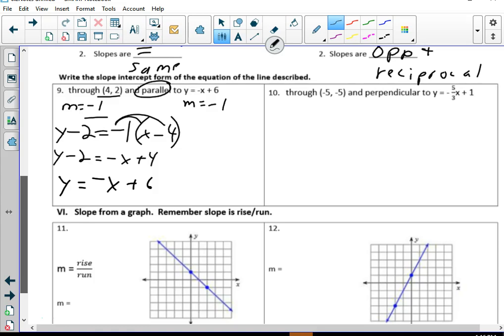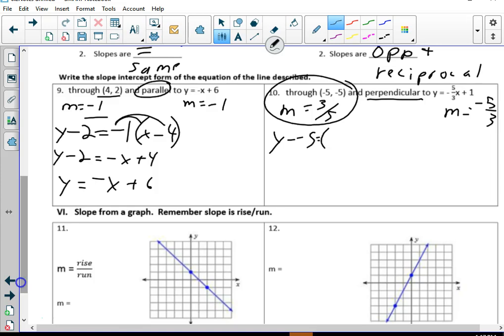Now, careful. What is the slope of this line right here? Ooh, I kind of gave it away. Negative 5/3. That's weird. I just randomly picked that before. What's the slope of this line? Very good. 3/5. They are perpendicular. It says right here perpendicular. So we're going to do the point-slope form using that. So y minus -5.